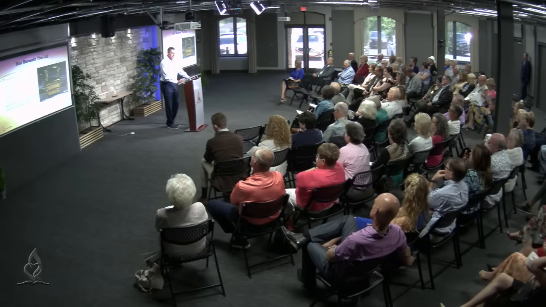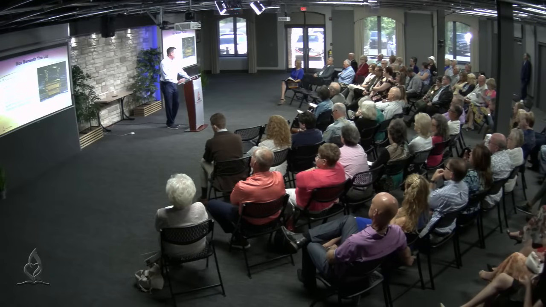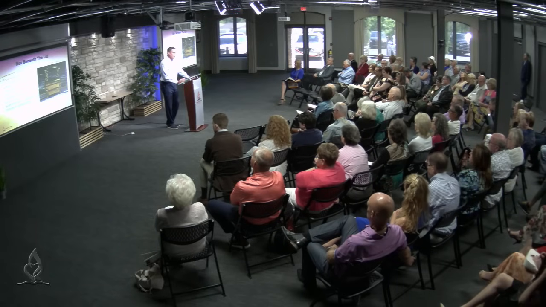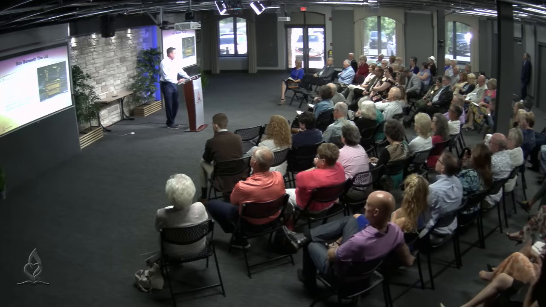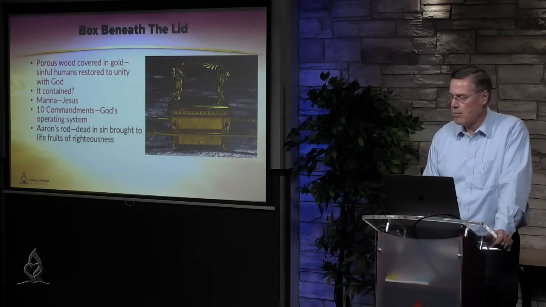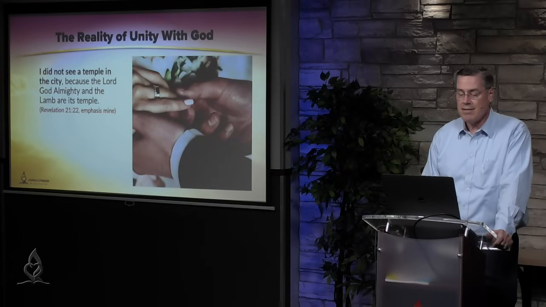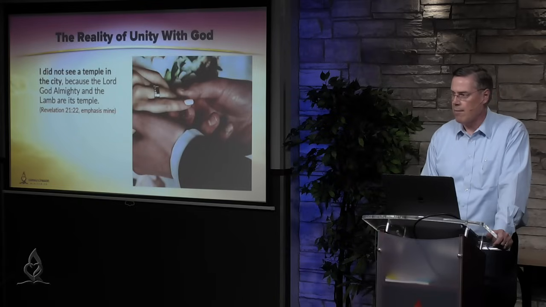Remember the quote, Daniel 8:14, Malachi chapter 3, the wedding, all teach the same event. And so John, understand the wedding, the cleansing, and the day of atonement teach the same event. So John wrote in Revelation, I did not see a temple in the city because the Lord God Almighty and the Lamb are its temple.